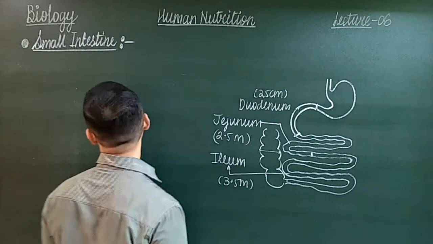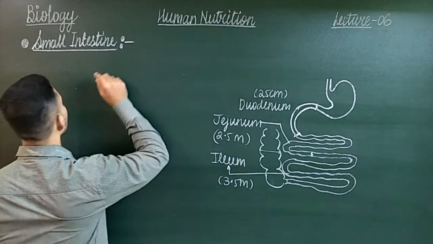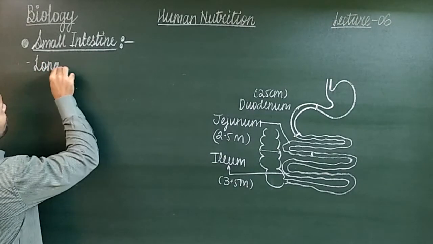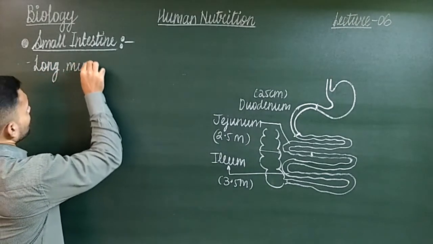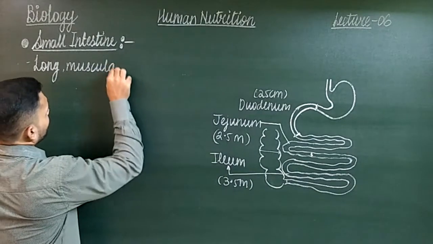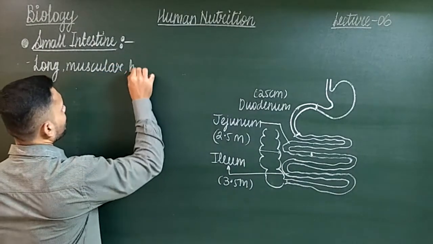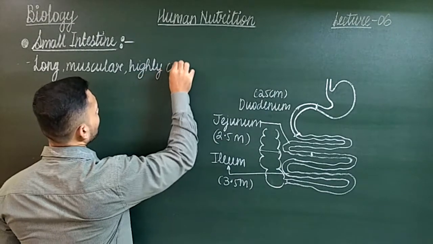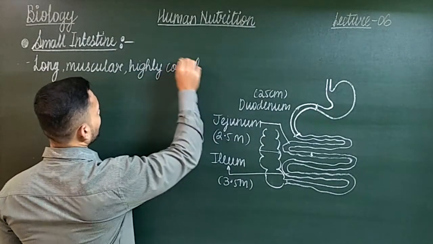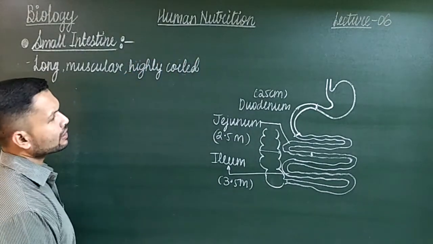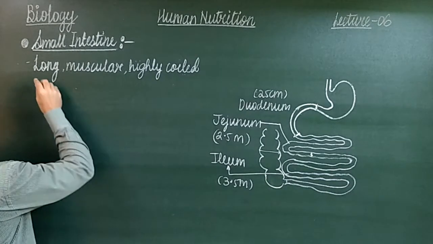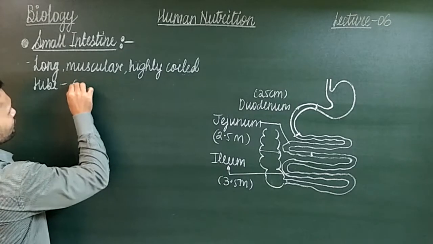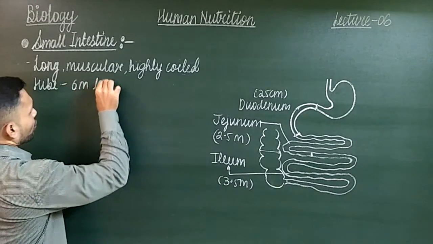The small intestine is a long, muscular, highly coiled tube. In our body it is highly coiled because it has been coiled inside the small space of the abdominal cavity. So it is a highly coiled muscular tube, which is roughly 6 meters long.